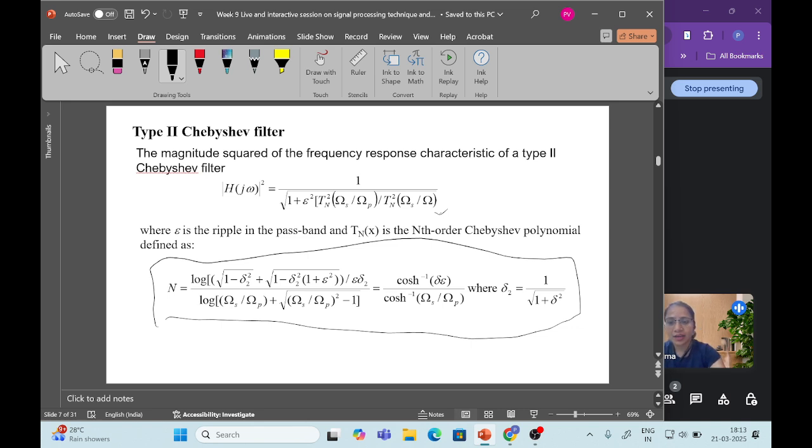That is, n is equal to log in the numerator of the bracket (1 minus δ2 square plus root of 1 minus δ2 square times 1 plus epsilon square) divided by ε δ2, and in the denominator log of the bracket (Ωs divided by Ωp plus root of (Ωs divided by Ωp) whole square minus 1), and it is equal to cosh inverse of (δ divided by ε) divided by cosh inverse of (Ωs divided by Ωp), where δ2 is calculated by this equation.